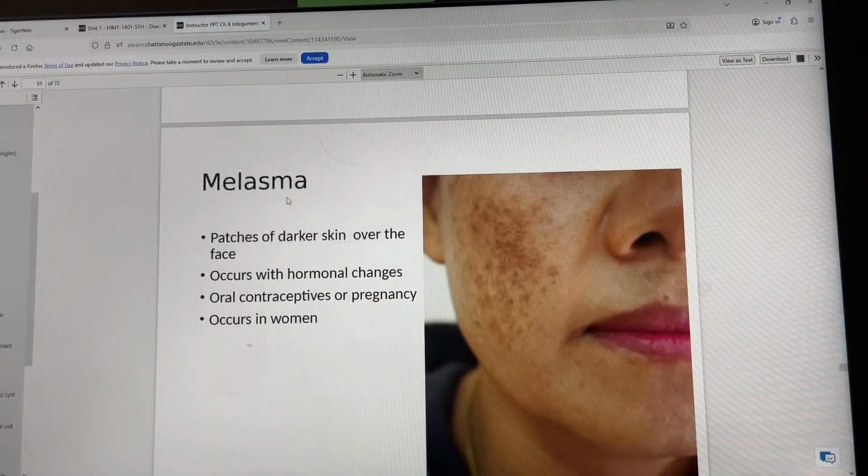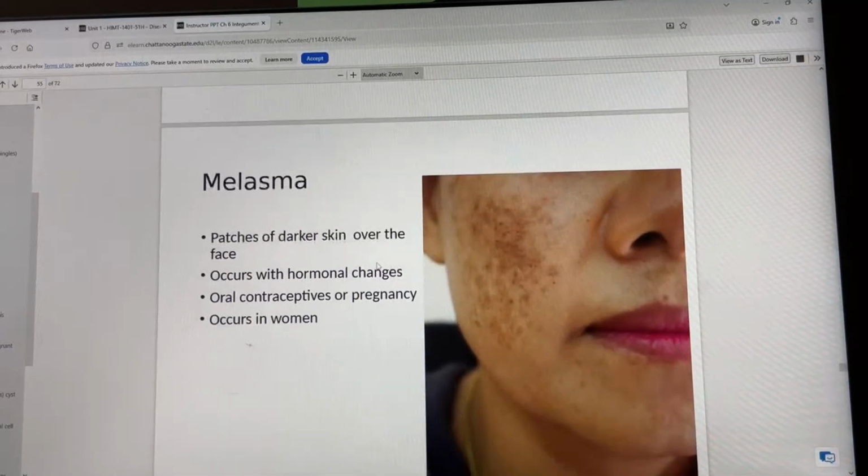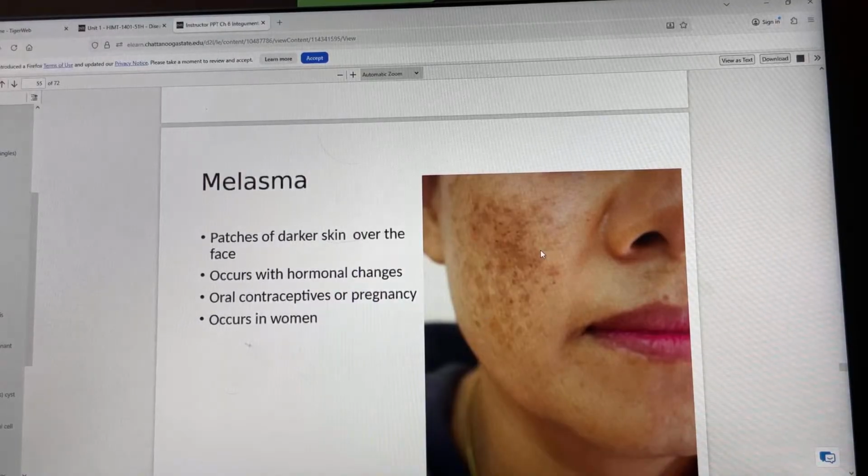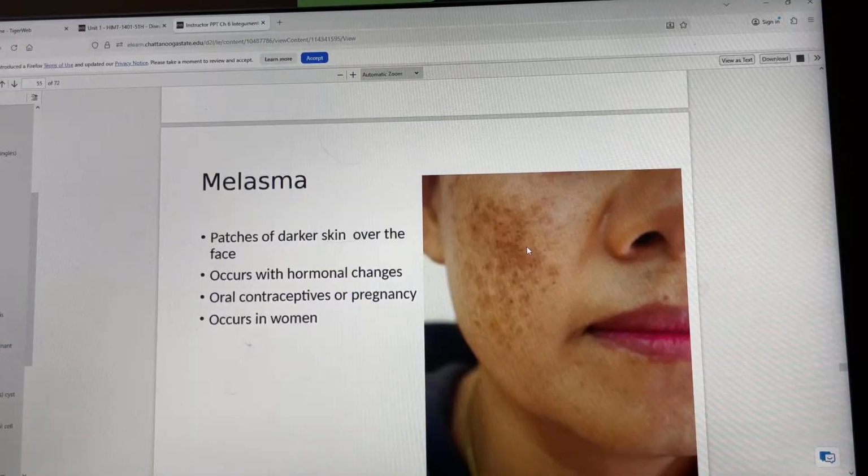Okay, now melasma. This one tends to happen with hormonal changes. A lot of times people get it when they're pregnant or if they're taking birth control pills, because that affects the hormones. What it does is cause some darker patches of skin to appear on the face. And it's not permanent because, again, the skin is constantly replacing itself. Kind of like a tan doesn't last forever. Eventually it goes away, right?